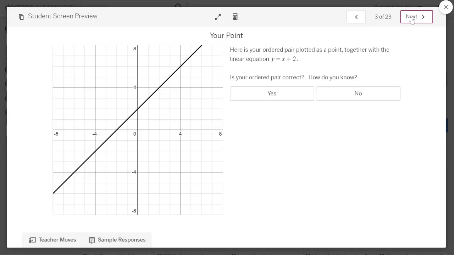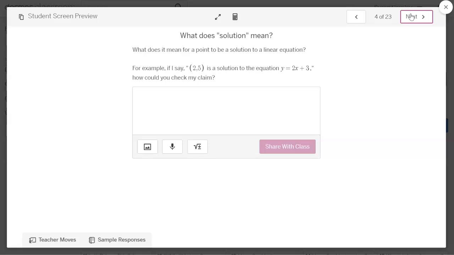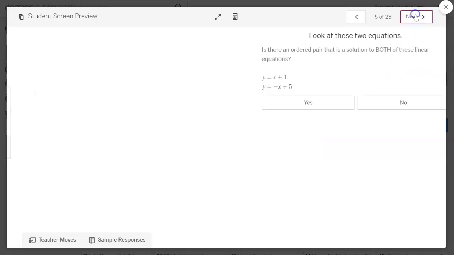And here's another one. Once they've done this, it's going to show their point on the line if it's a solution, and if it's not on the line, it's not. So here's where you can gauge their understanding. And then here it's asking them to type in words: What does it mean if I say this point is a solution? What does that mean? How can you check the claim? And so you could use both the equation and the graph to verify that it's a solution.